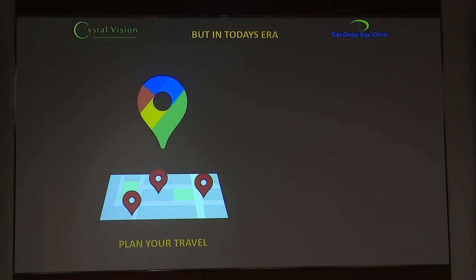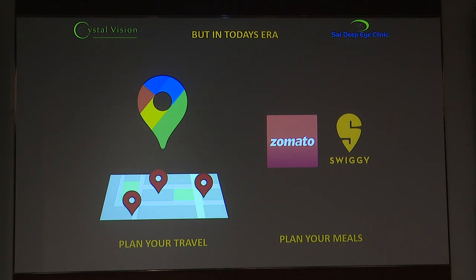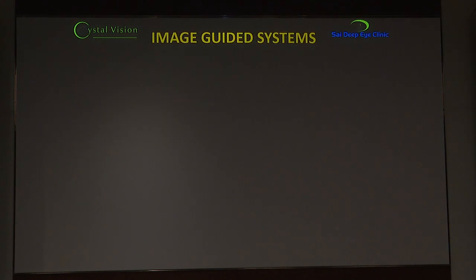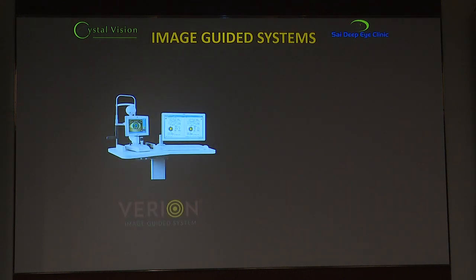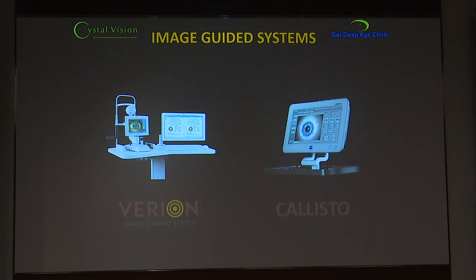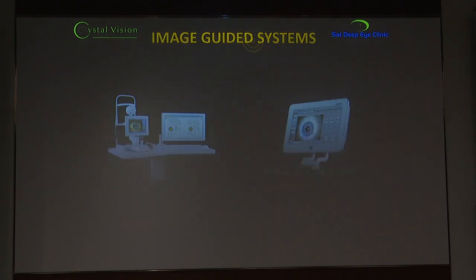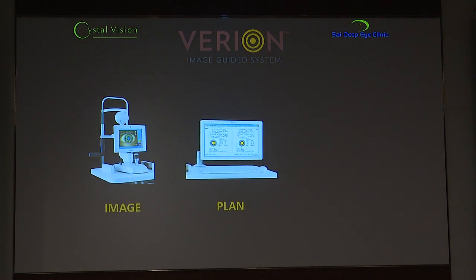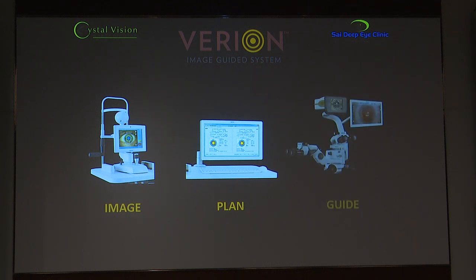So in today's era where we plan everything, our travels are planned, including our meals are also planned, I think why not have our cataract surgery totally planned? So the image-guided systems which are available today basically are the Verion image-guided system and the Callisto from Zeiss. I have no financial interest in any of them. But since I have been using the Verion for more than 5 years, I'll restrict my talk today to the Verion image-guided system.